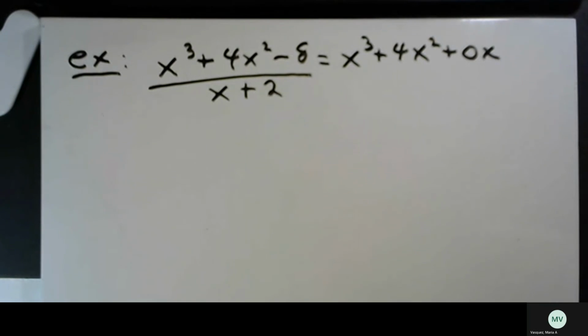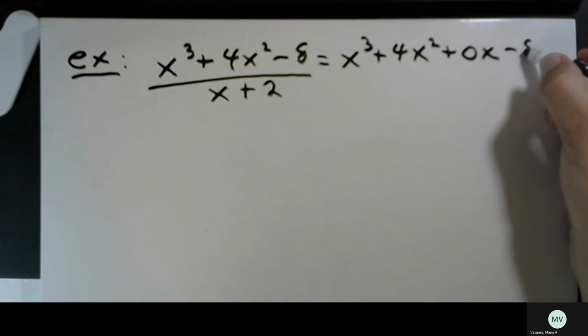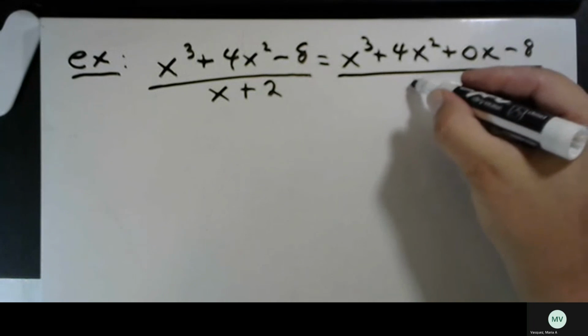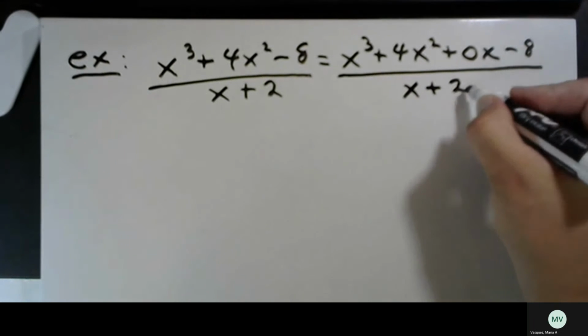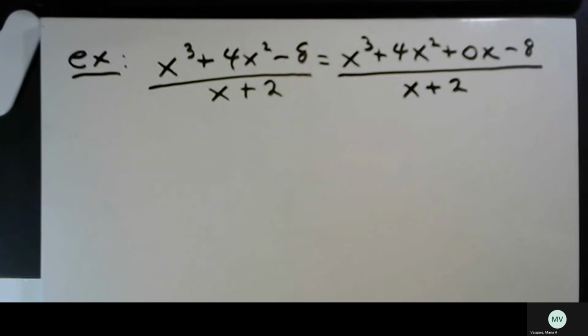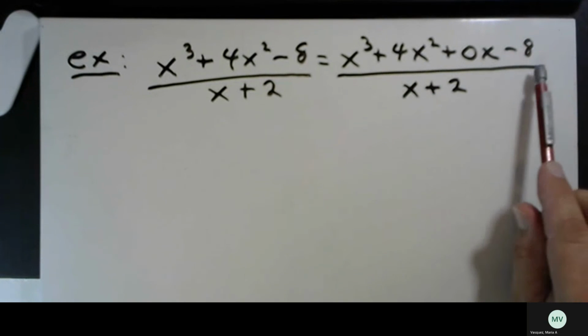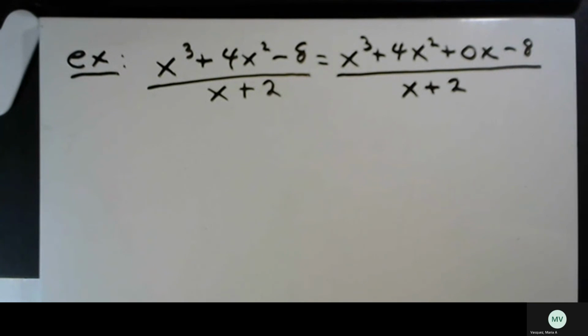So we'll put in just a 0x, and that's going to give us that degree 1. And so now the whole thing is complete. Degree 3, degree 2, degree 1, degree 0. And then we go ahead with the long division. So any questions about that? No.